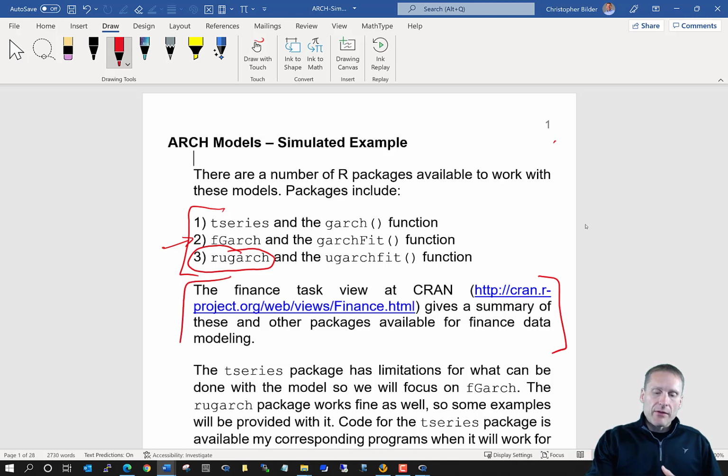Now, if you want to see more information about other kinds of GARCH models and other packages available for them, I strongly recommend that you take a look at the Finance Task View for R, which summarizes all the packages out there that are meant for financial data. R has a number of task views like this to summarize what R can do for certain segments of the R community, and this particular task view will be useful for ARCH and GARCH purposes.